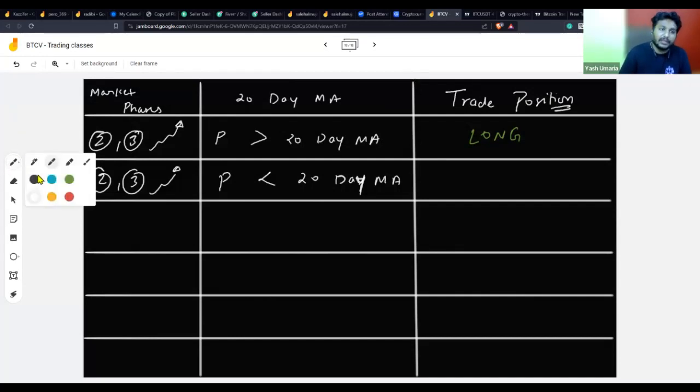Great. So in this case, of course, the first condition is telling you the market is moving up. The second condition is telling you that the market is going to move down, or the sentiment of the market is bearish. The sentiment of the market is bearish.